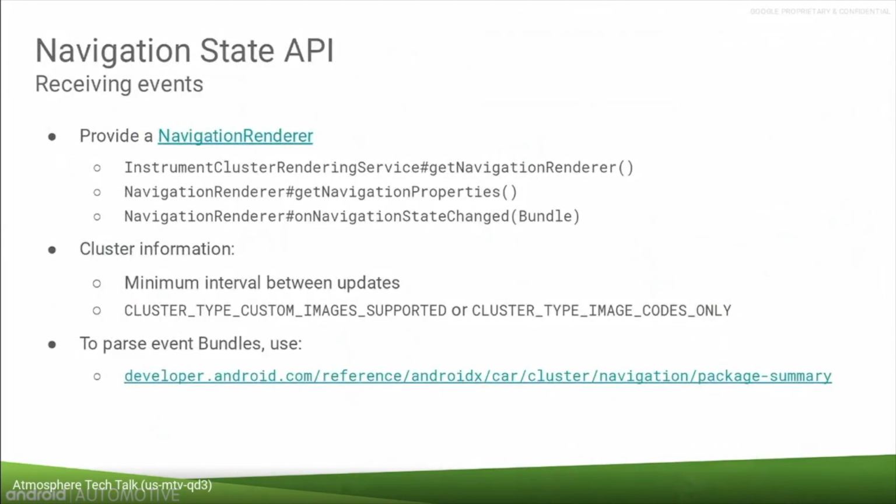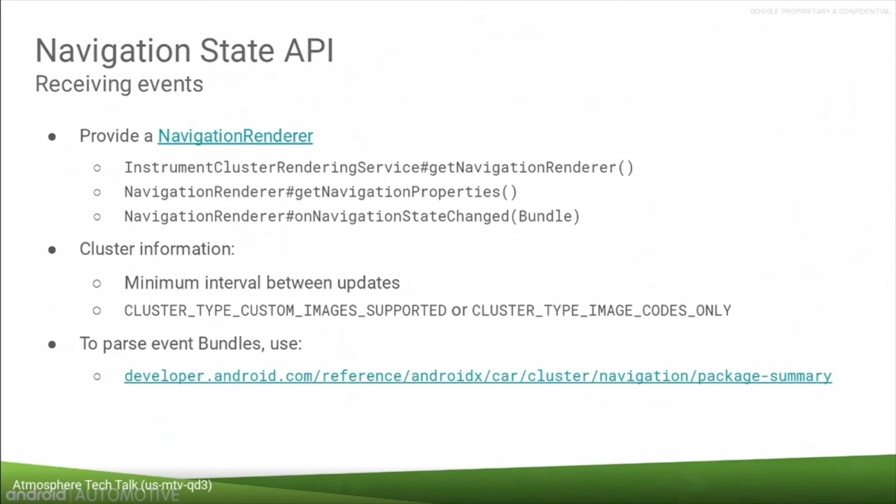In order to receive these events, you need to create a navigation renderer, and you pass that to the instrument cluster rendering service by overriding the get navigation renderer method. This class has two methods. One is the navigation properties, where you can specify the rate of updates that your cluster requires, whether your service is able to render images or just text. And the most important method is the onNavigationStateChanged that receives a bundle with the actual information of the turn-by-turn guidance.